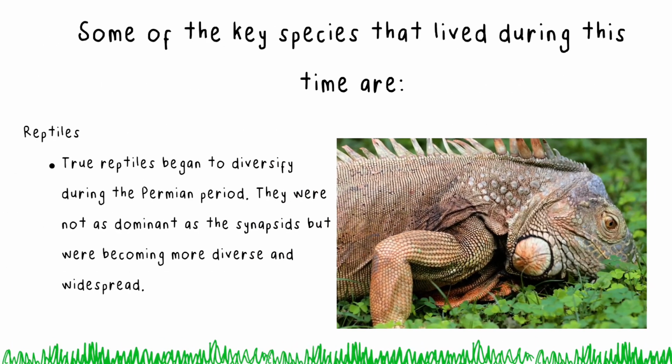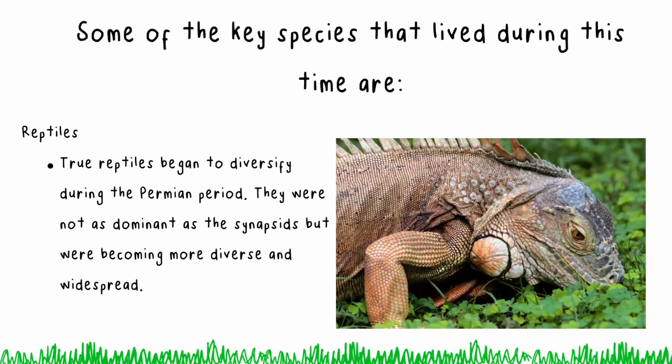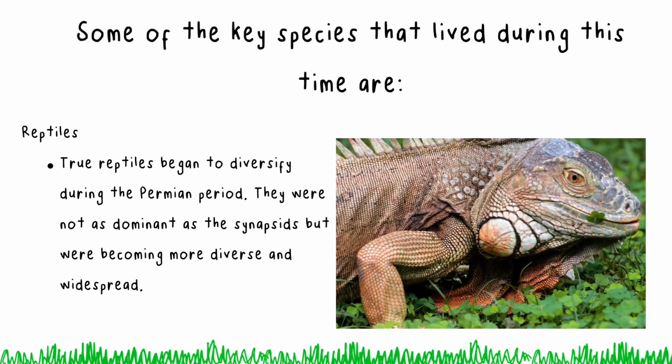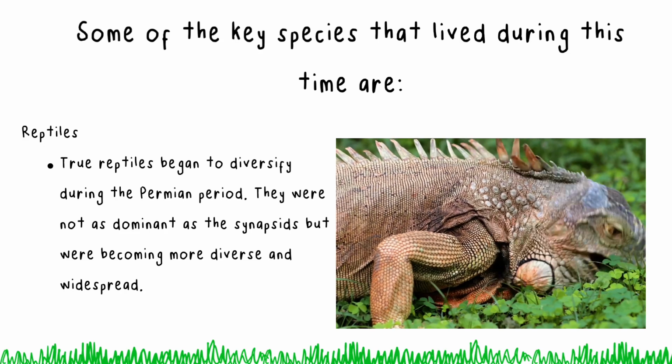And next, we have the reptiles. True reptiles began to diversify during the Permian period. They were not as dominant as the synapsids, but were becoming more diverse and widespread.